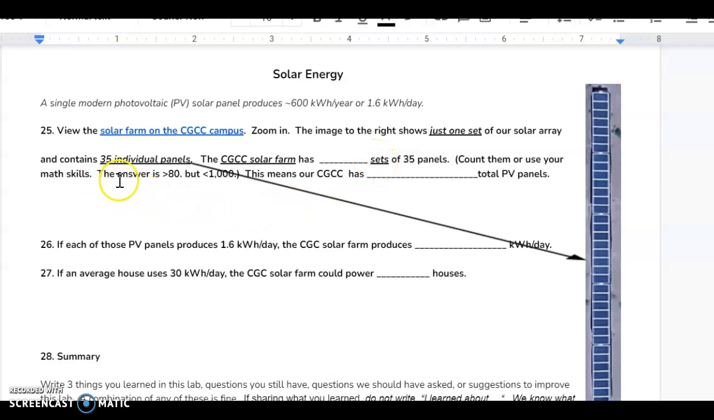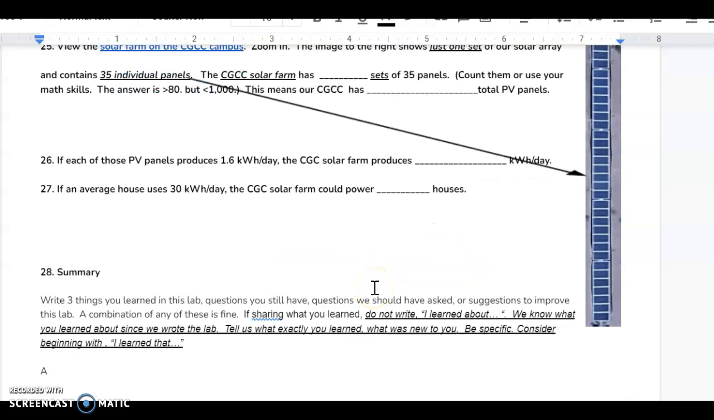And it gives you a hint here. So if you know, you might know that you're on the right track. Over 80, but less than 1,000. And so you calculate the total number of the panels, the photovoltaic panels. And then you have a little math to do down here. And hopefully after what we've already done above, you'll see the pattern and be able to get those numbers. If not, let me know.